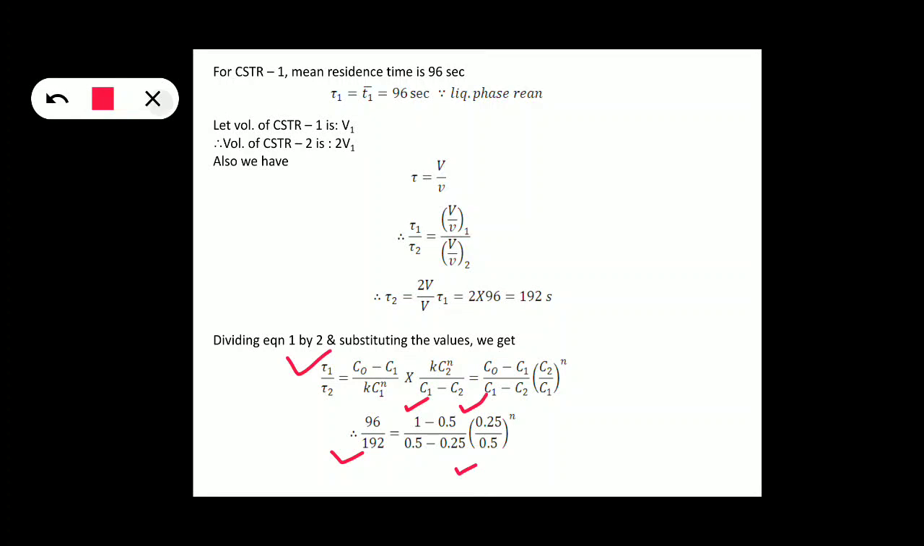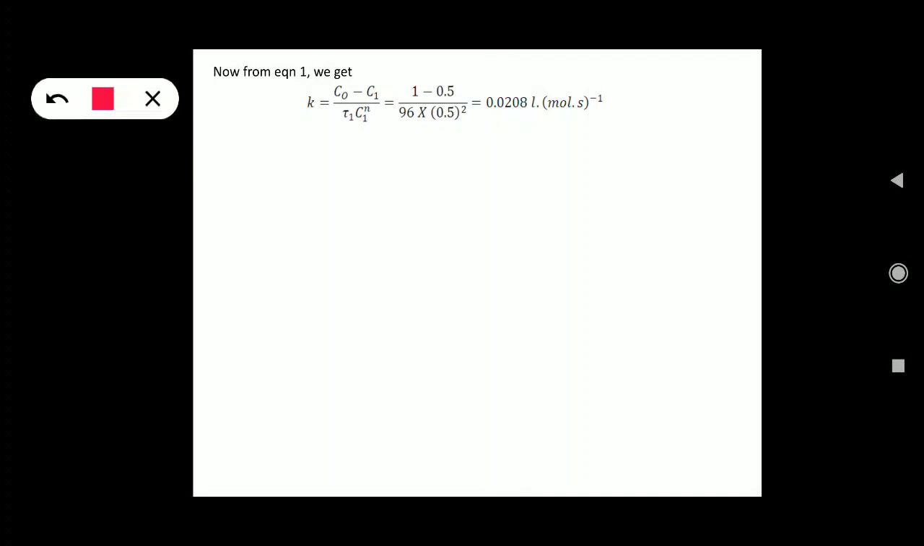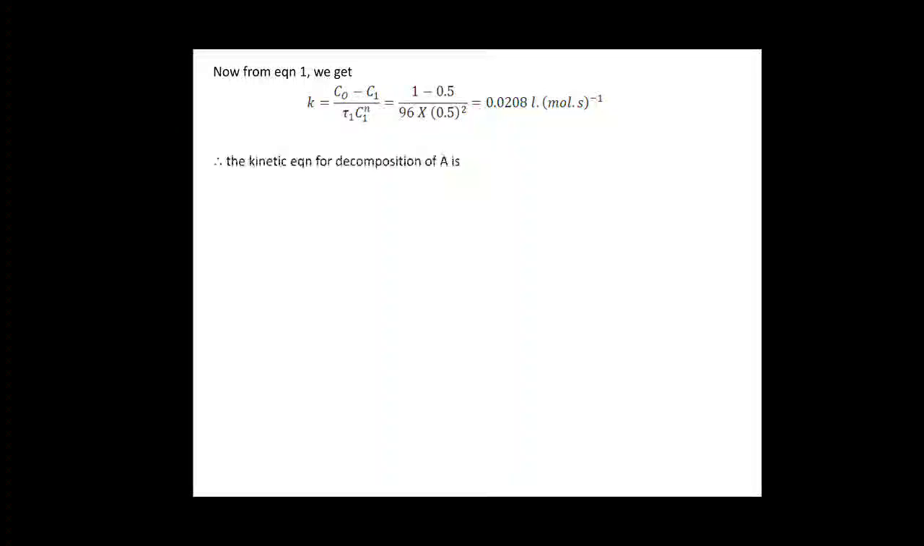So if you substitute all the values and calculate, you will get the order of reaction, and the order of reaction is 2. Similarly, if you remember equation 1, K is equal to C0 minus C1 upon tau 1 into C1 raised to n. Now since we know the value of n, I can substitute and you will get the value of K. So if I substitute the values of K and n, you will get the performance equation of reaction in unequal size mixed flow reactors.